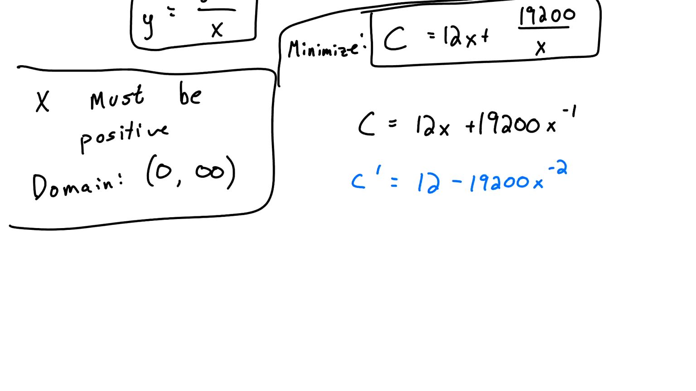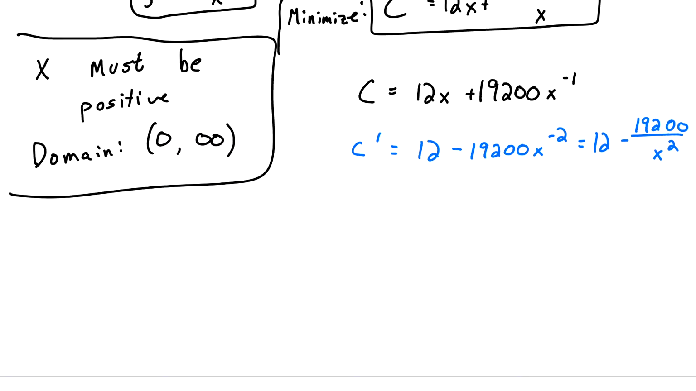Now I know I'm going to be doing a little bit of algebra to find my critical numbers, so I'm also going to rewrite this with a positive exponent. That would look like 12 minus 19,200 divided by x squared. So there is my first derivative, which is great. That's what I need. I now need to find my critical numbers, which means I need to think about places where C prime is equal to 0 and places where C prime does not exist.